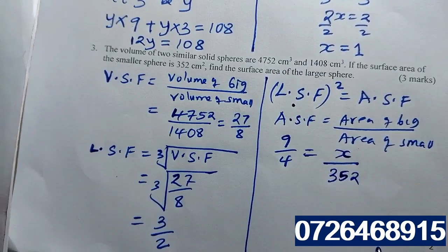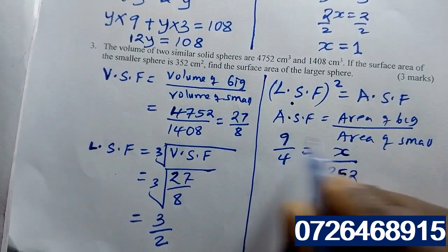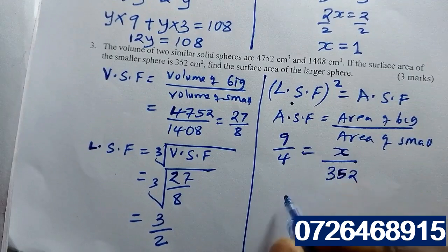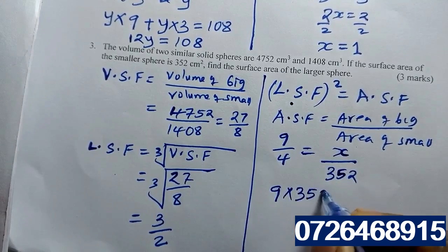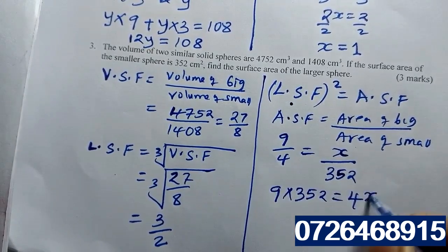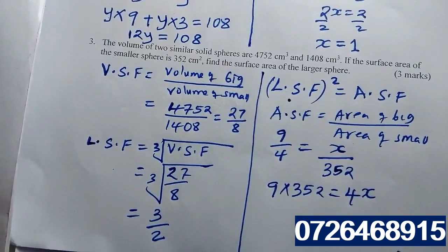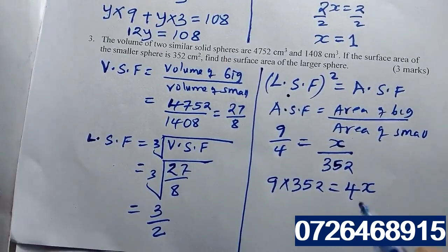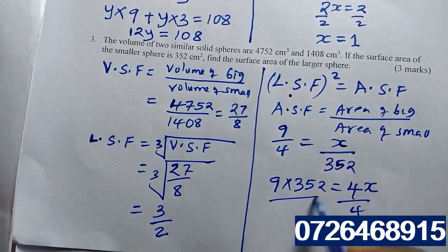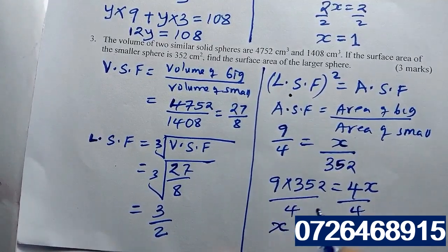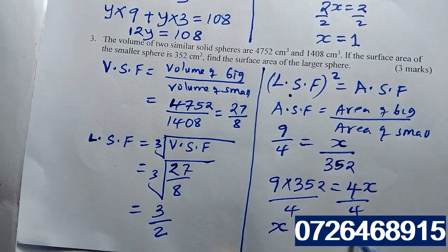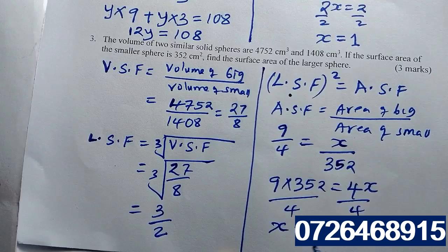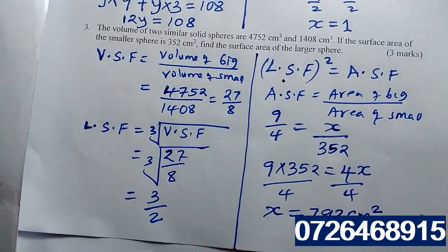Area of small ni 352. Sawa? So tuna cross multiply, itakuwa ni 9 times 352 will be equal to 4x. Now we divide by 4 both sides. This means that x is equal to 792 centimeters squared. And that is it.